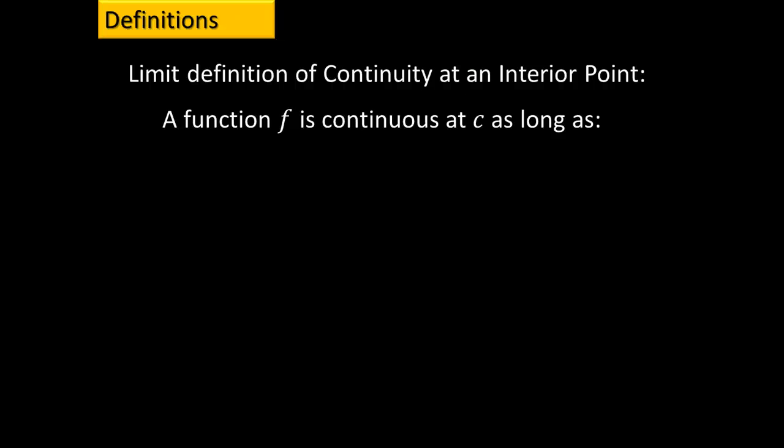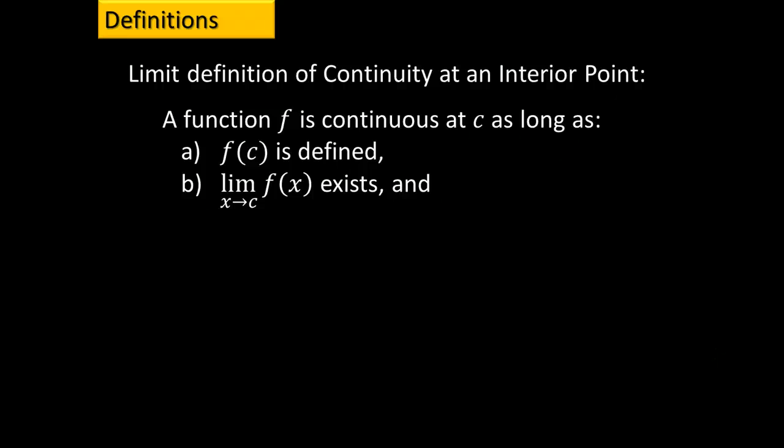So here is our definition. A function f is continuous at c, at that interior point c, as long as the following things are true. First, f of c has to be defined. Second, the limit as x approaches c of our function has to exist, which means from both sides, from the left and the right. And then lastly, that limit of f of x at c has to be equal to the function value at c.